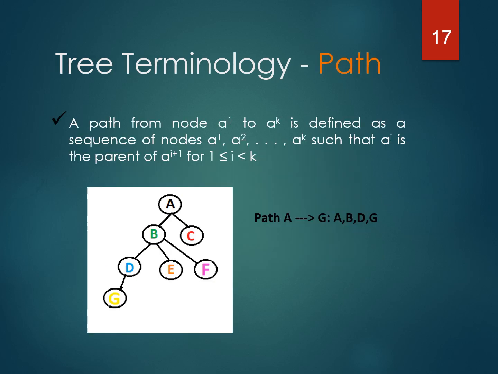Next is a path. A path from any node, say A1 to AK, is defined as a sequence of nodes such that AI is the parent of AI plus 1 for any I which is greater than or equal to 1 and less than K. So here, path between A and G. Path between A and G is A, B, D, G. So this is the path.